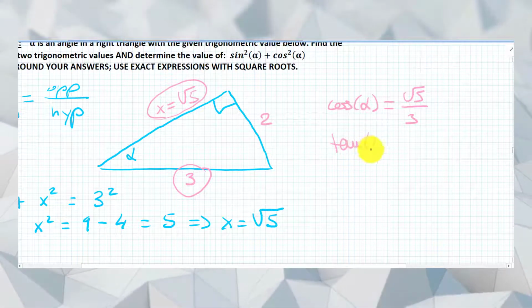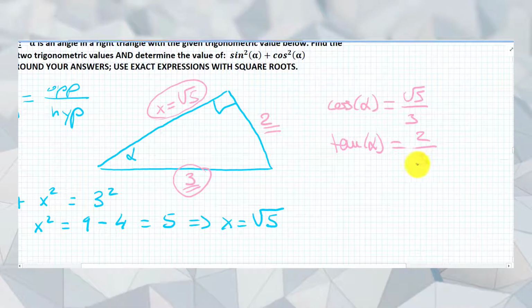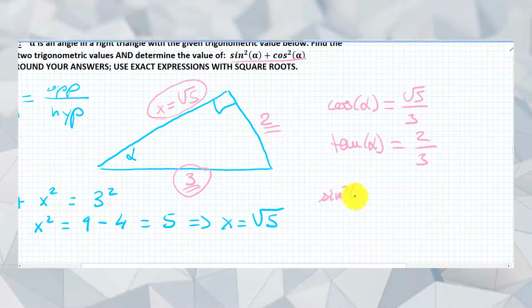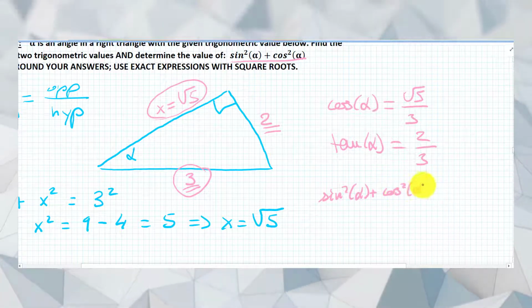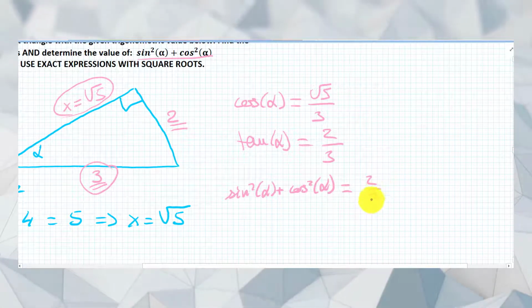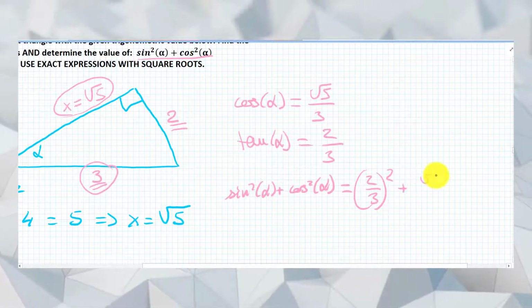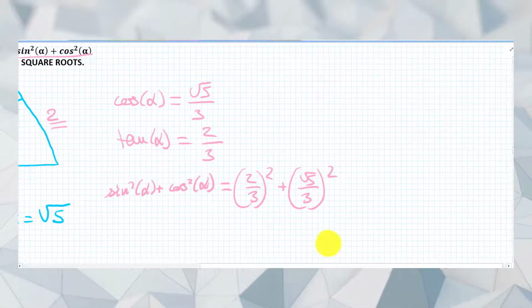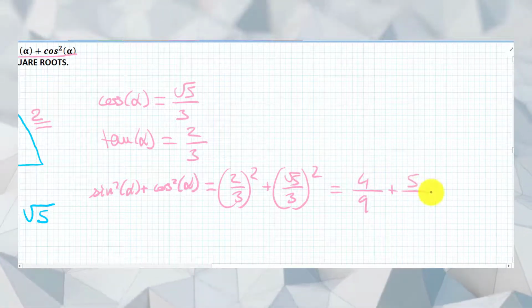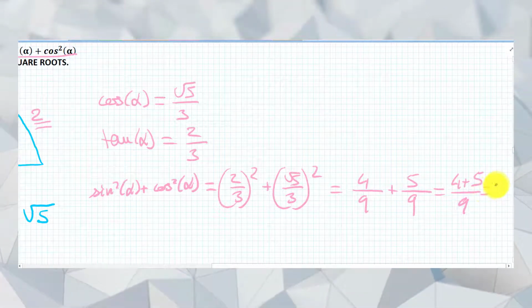And the tangent of alpha is the opposite divided by the adjacent, so it is 2 over 3. All right, let's also evaluate sine square plus cosine square. So sine square alpha plus cosine square alpha is equal to, the sine was 2 over 3, so 2 over 3 squared, plus the cosine, which is root 5 over 3, root 5 over 3 squared. So this is 2 squared, 4, 3 squared, 9, root 5 squared, 5, 3 squared, 9. And again, 4 plus 5 over 9, well, that is 1.